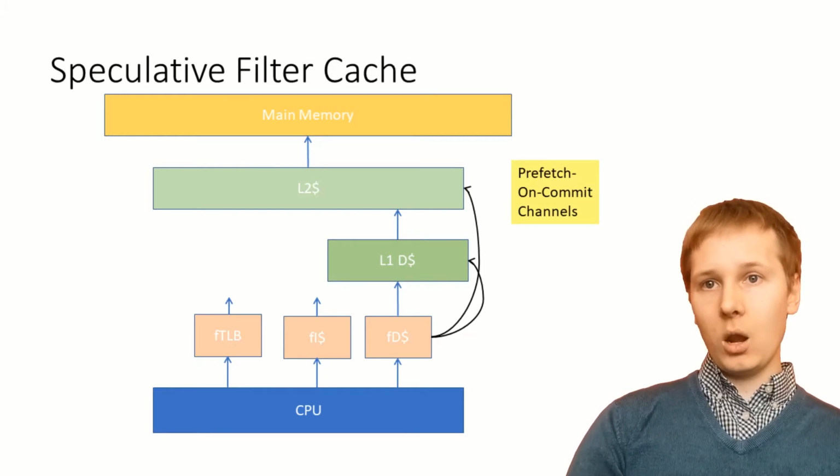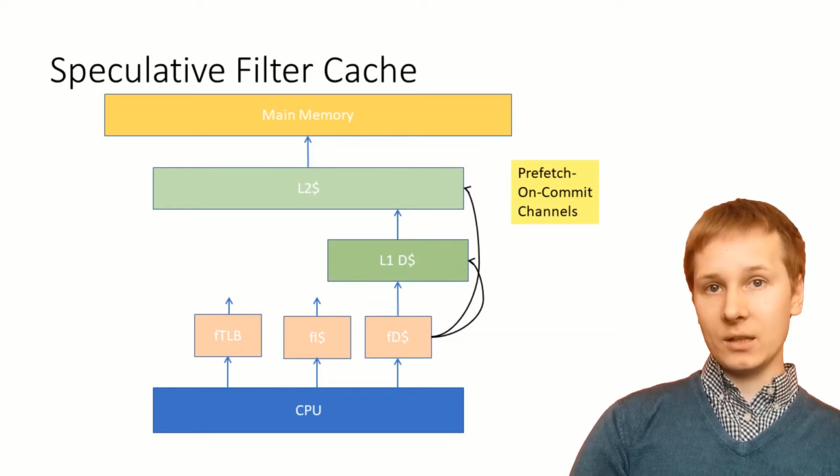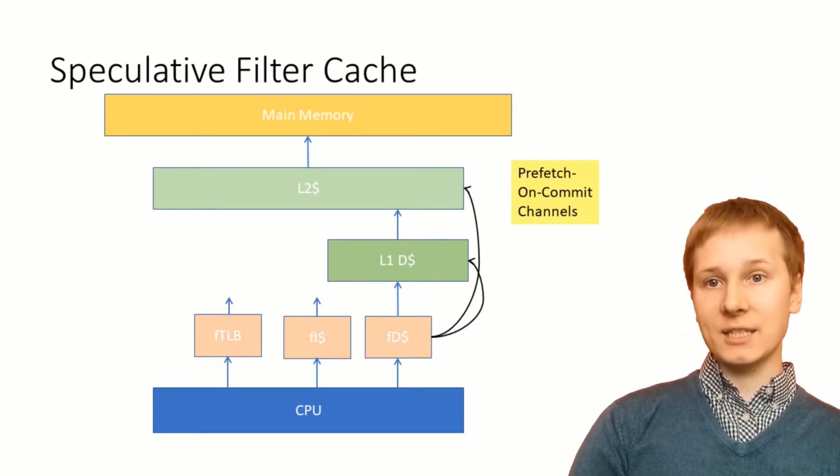For example, a load from the L1 cache will inform the L1 prefetcher but not the L2, as without the filter cache, the L2 prefetcher would also have not been informed of the memory access in the first place if it hit in the L1.